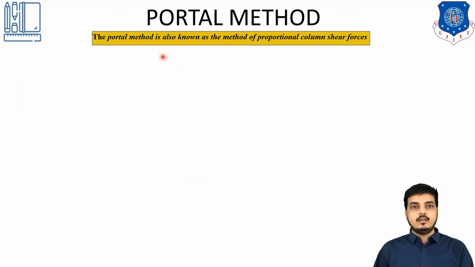As I said, we are taking the first two methods. The first one is the Portal method. So what is the Portal method? It is also known as the proportional column shear force method. Proportionally, we will first find the shear force, and then we will find the different forces in the particular members. I will show you in upcoming slides.